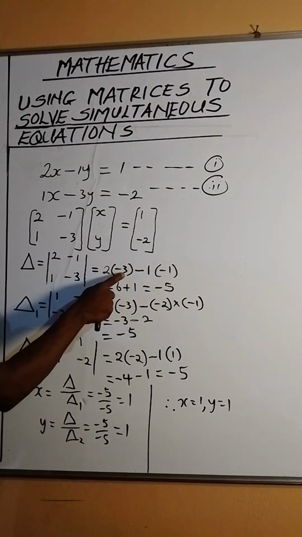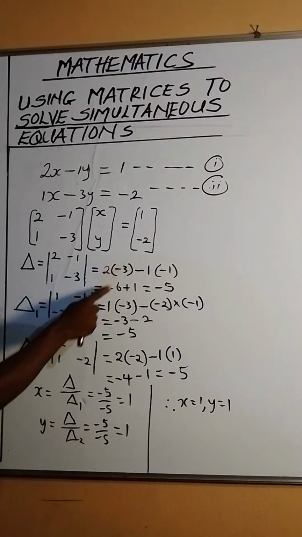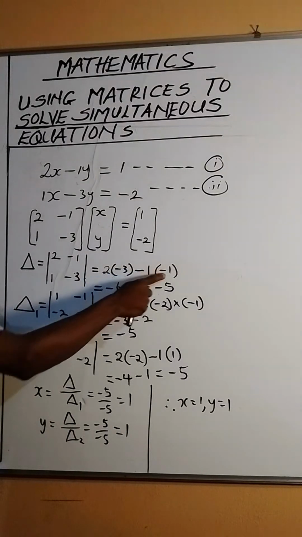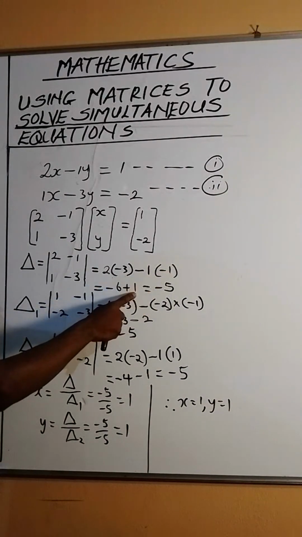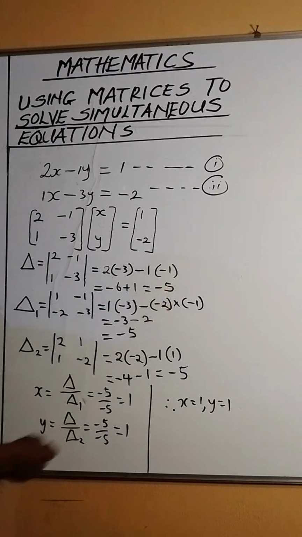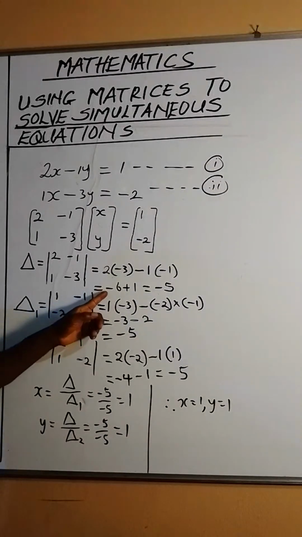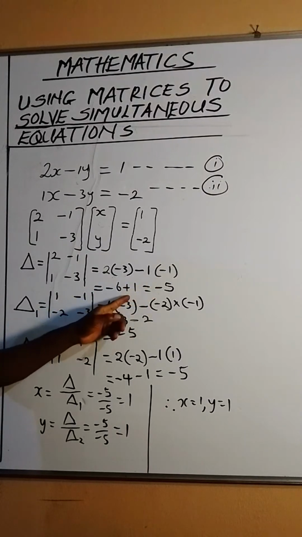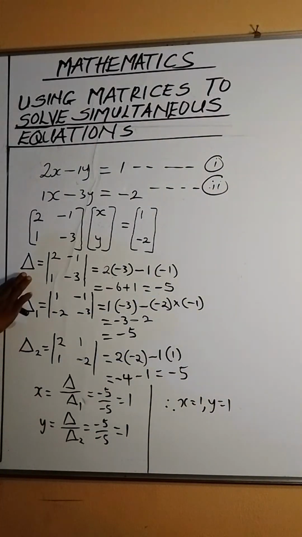So here, 2 times 3 is 6. I know we have minus here, and here we have plus, so plus times minus is minus. Then minus times minus, remember this is times, so it will change to plus. Then 1 times 1 is 1, and that equals minus 5 when the two are combined. Always give the sign of the bigger number to the answer. Then take the difference and put it here. That is for delta.